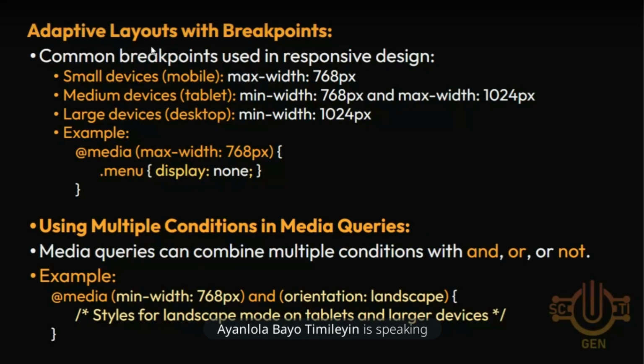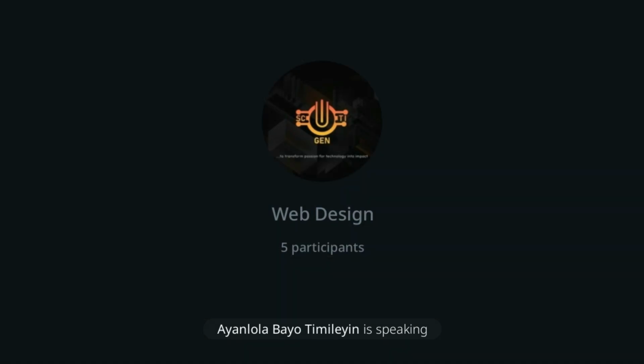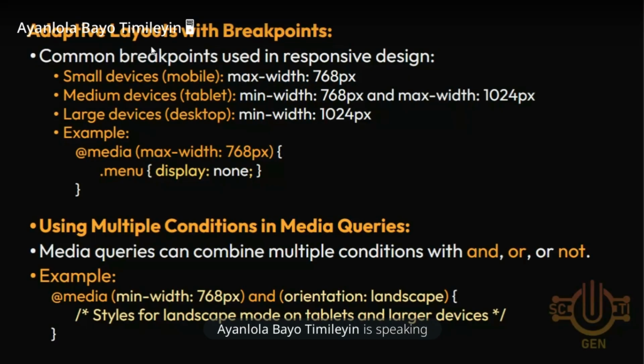So we have breakpoint. Breakpoint basically means the particular width of a device. For instance, if the width of your mobile phone is, for instance, 50 pixels, right? So the breakpoint of your phone is 50 pixels. If you are creating other styles, say for devices at 700 pixels, it means that you are specifying another breakpoint.